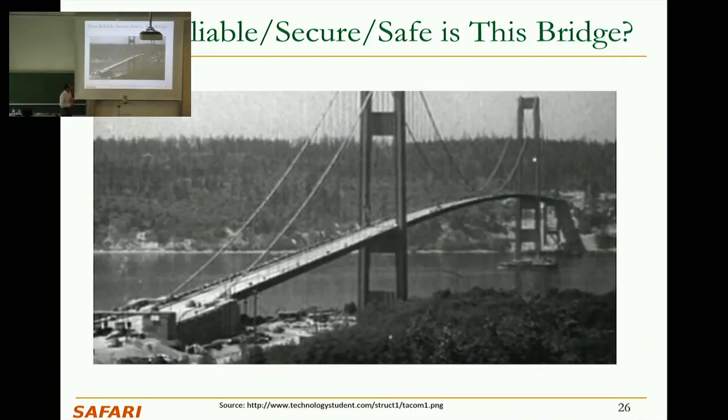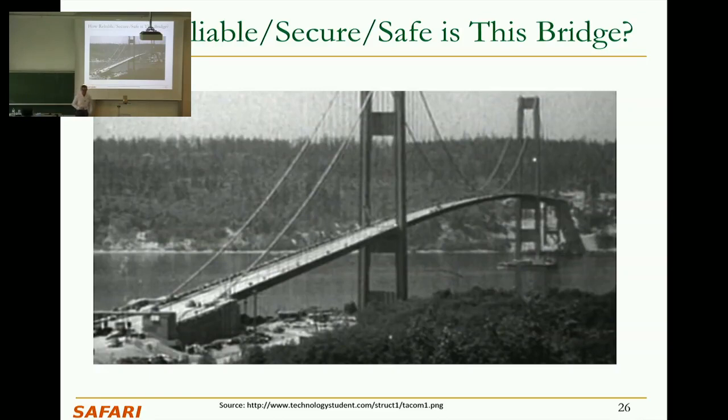But I like using this example of a bridge. Does anybody know where this bridge is? Yellow Pingarty. Yeah, are you a civil engineer by any chance? No, I've been there. Okay, you've been there. You've been on this bridge? Okay, new one, exactly, yes.